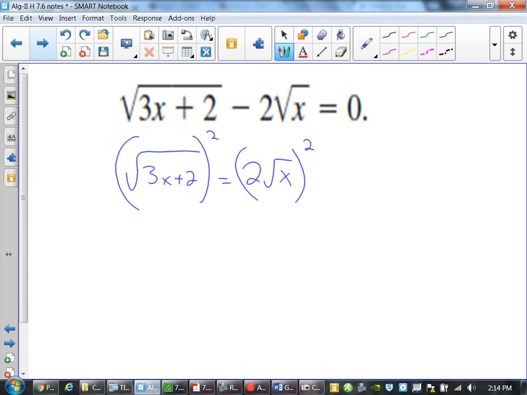When you square something, you're multiplying it by itself. This side is no big deal. Square root junk squared is just junk. The other side, when I go 2 root x times 2 root x, I'm going to get 4x.